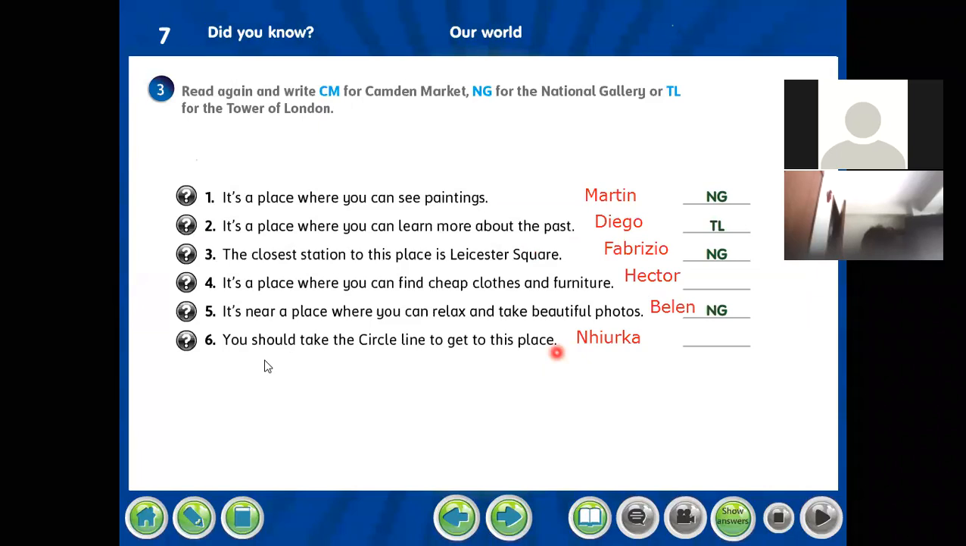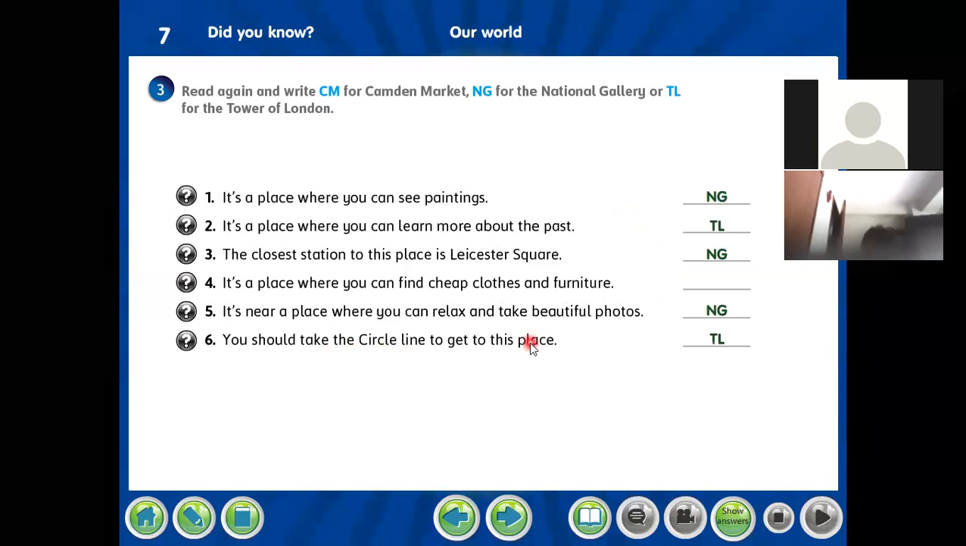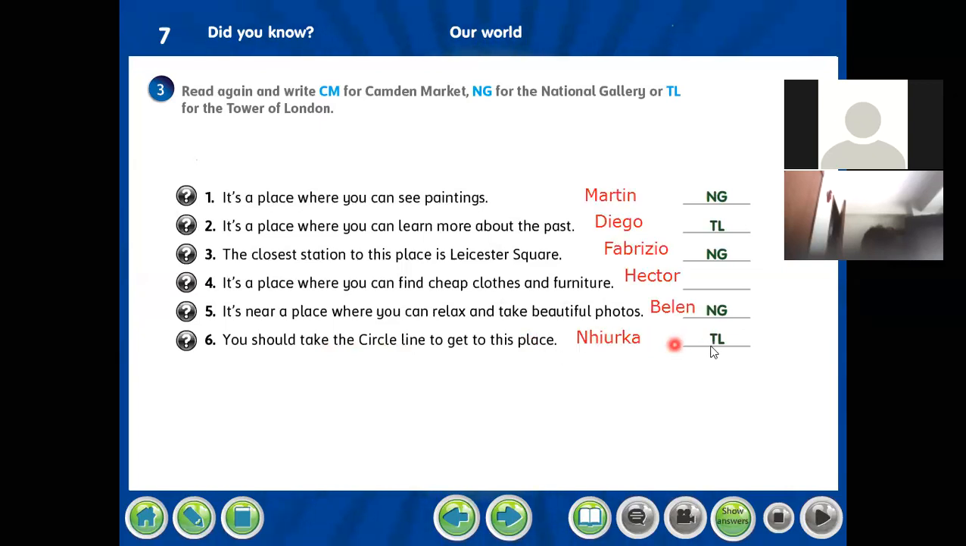Nurka, please read your number. You are number six, Nurka. Teacher, this question? Yes. You should take the Silk Road line to head to this place. Camden Market? Sorry, it's not Camden Market. You should take the Circle Line, no? A bus that goes with Circle Line. It's for the Tower of London, Nurka.